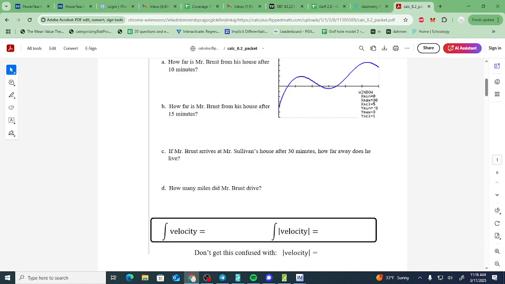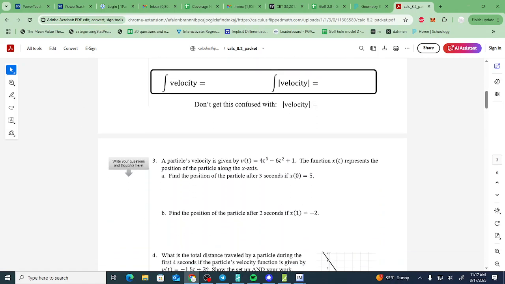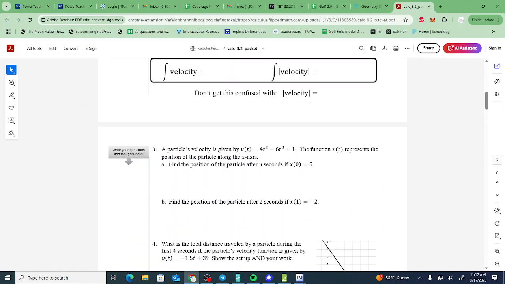And I think we've talked about this before this year too, right? Like with derivatives. I think so. What is the absolute value of velocity? Speed. Remember, speed always has to be positive. So you're essentially integrating speed when you do that.